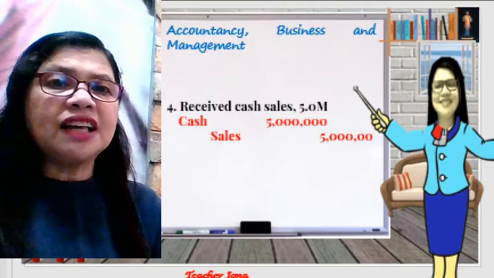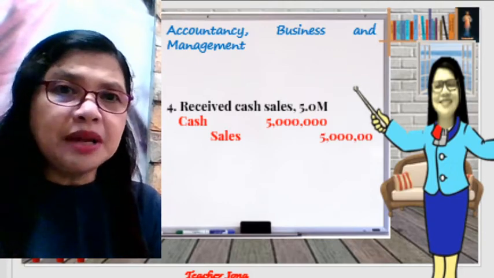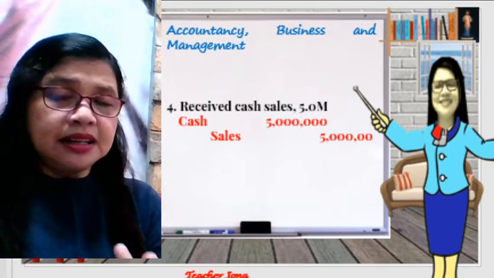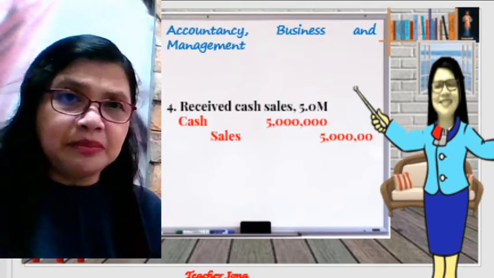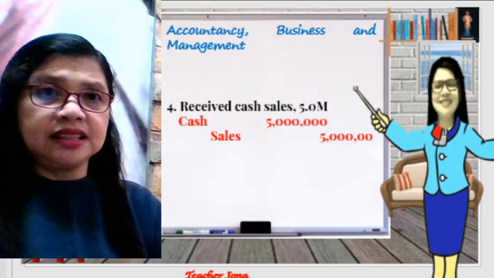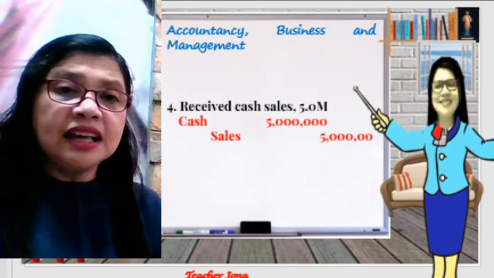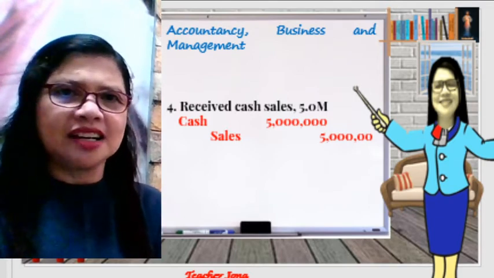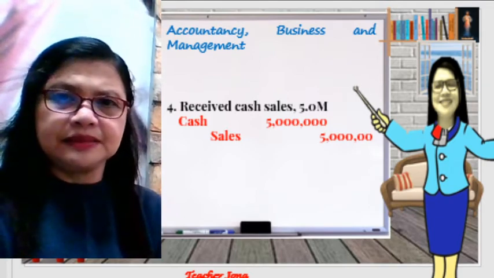Next, received cash sales of 5 million pesos. So this is a cash sale. So you debit cash as an asset account, and sales is a credit normal balance. Correct. So you credit sales.